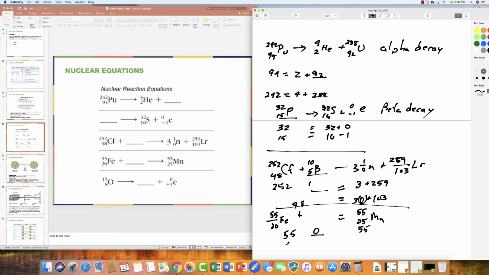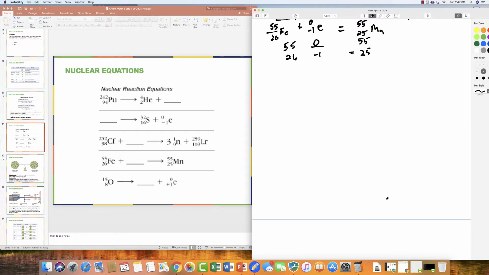26 plus something has to equal 25. Well, that's a minus 1, so that's going to be a beta particle. The last one here is oxygen-15, which breaks down to form something plus a beta particle. So it's a positron. I misread that. Got to be careful there. So it's a positron.